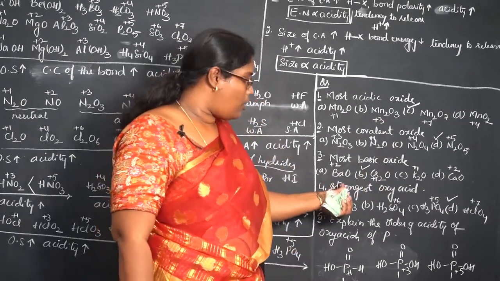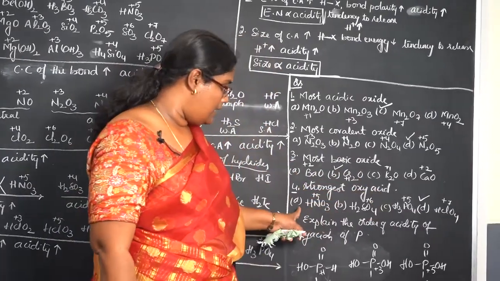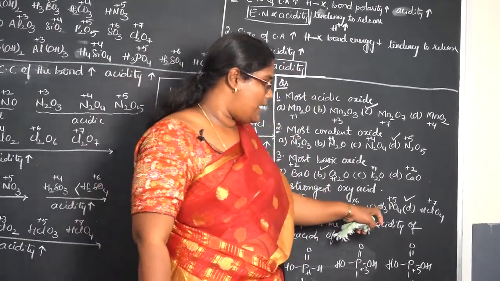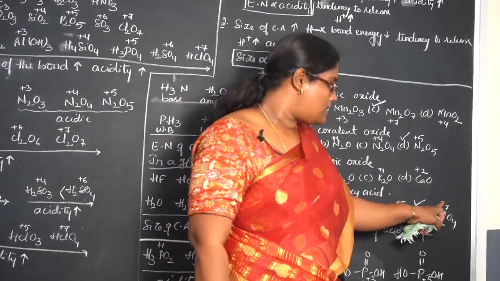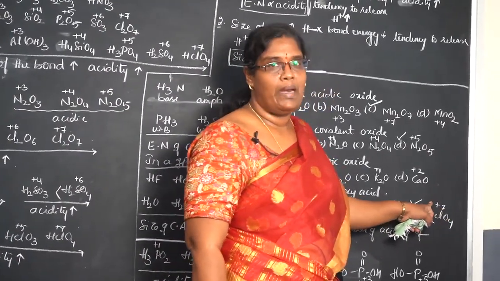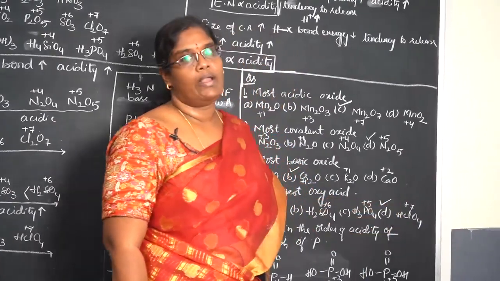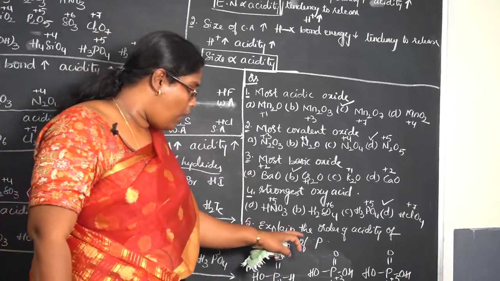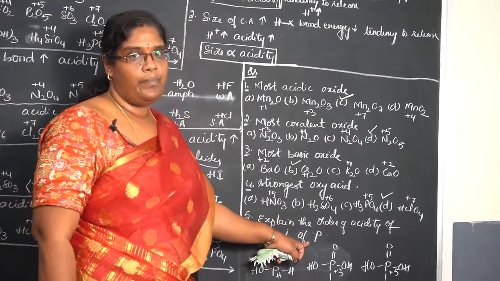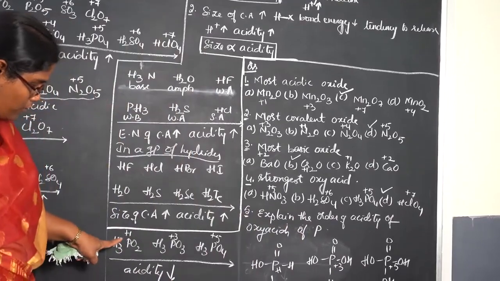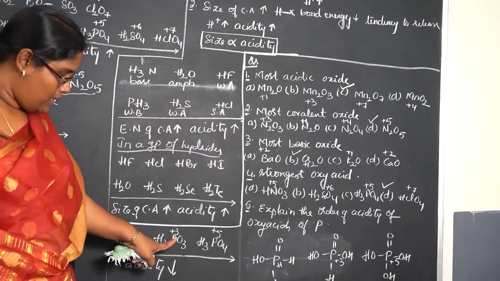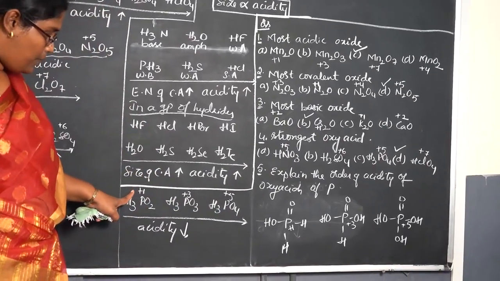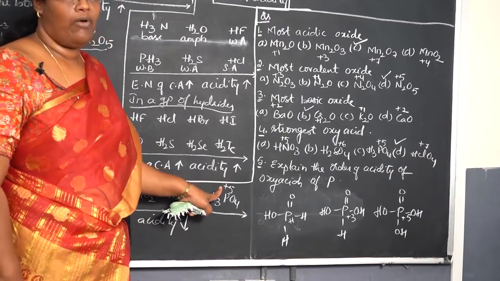Now, the strongest oxy acid. You are given a list of oxy acids here. If you observe the oxidation states, perchloric acid has the highest oxidation state of chlorine, +7. Therefore, this is the strongest oxy acid. And if you see the oxy acids of phosphorus: hypophosphorus acid, phosphorus acid, phosphoric acid, with oxidation states +1, +3, +5.